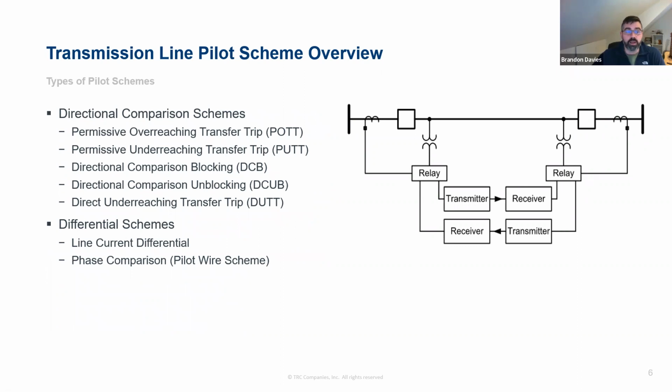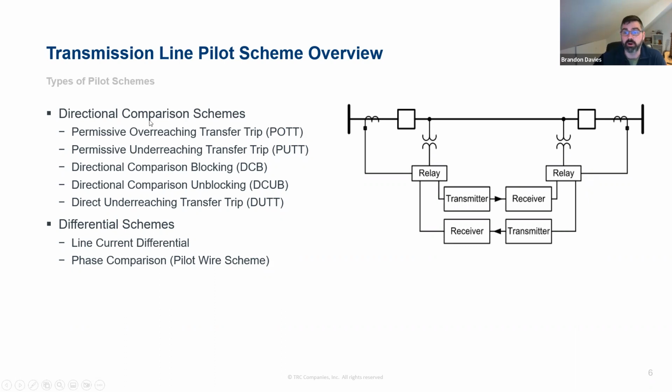So generally, pilot schemes come in two main varieties. There are directional comparison schemes. So these are either permissive schemes or blocking schemes, or can be a direct transfer trip type scheme, or differential schemes. So typically these days this is line current differential, and that's the scheme where you're sending the measured currents from one relay to the other terminal over a more robust communications channel. And those currents are synchronized and lined up, and the relays can now calculate, is the current going into the line equal to the current going out of the line? If it is, you don't have a fault. If it isn't, Kirchhoff's current law is no longer being upheld, so the fault must be within the line, and you operate.